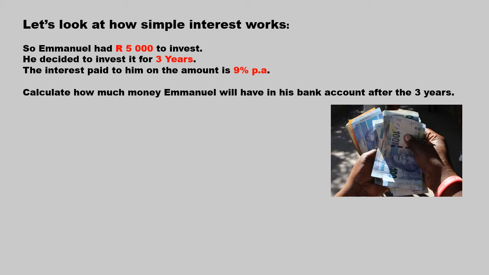All right, so please remember it's per annum. PA means per annum, which means per year. And we are working with simple interest. Okay, simple interest is simple. They work it out on the same amount every year. Let's have a look.